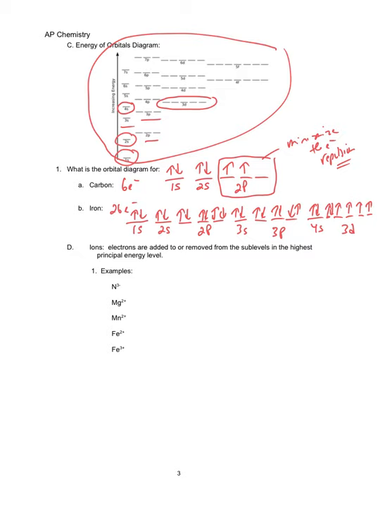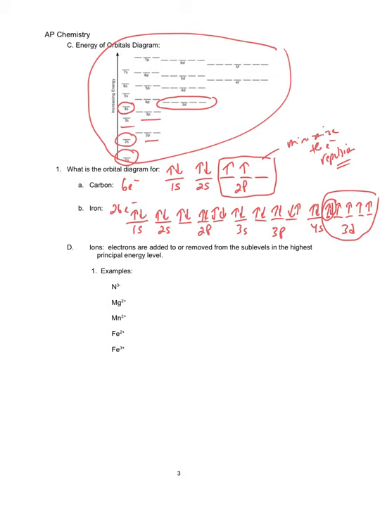Iron, we fill the 1s, 2s, 2p, 3s, 3p, 4s. When we get to the 3d, again, Hund's rule says we put 1 in each, so we put 5 electrons into 3d, and we have 1 left. And so there's 1 orbital that is doubled up, and then the other 4 have single or unpaired electrons. Okay?